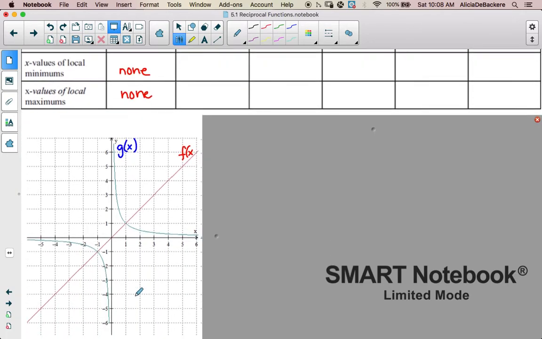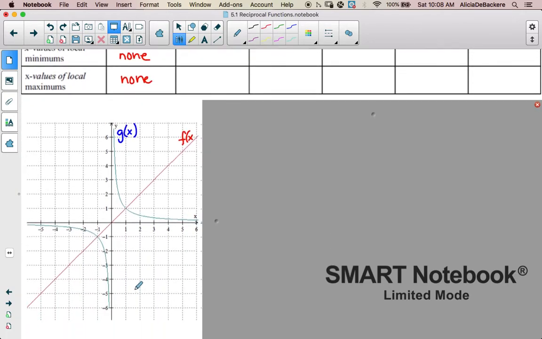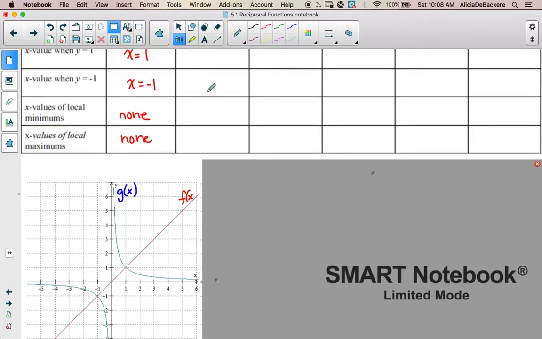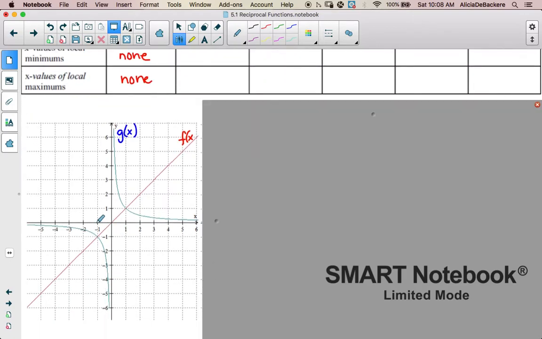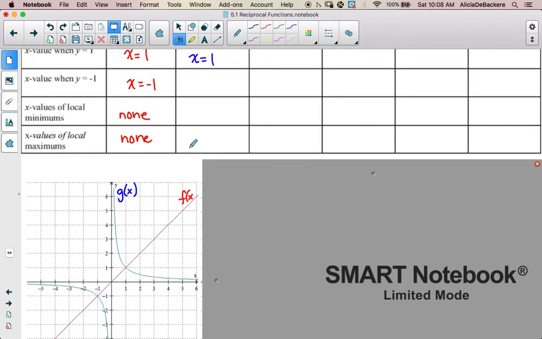Okay, next up we're going to look for the x values when y is 1 and y is negative 1. So I go to y equals 1 and I slide across until I hit the blue graph. It's at x equals 1. And then I'm going to go to y equals negative 1, scroll across until I hit my blue graph, and sliding up I can see that that's at x equals negative 1 as well.